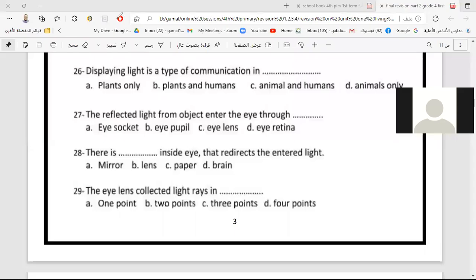Okay, welcome everybody. Welcome back to continue solving the final revision booklet. We have now question number 27. I answered one time. Lower my hand.